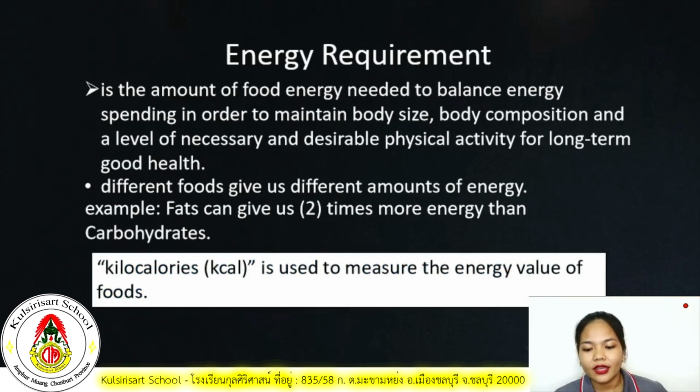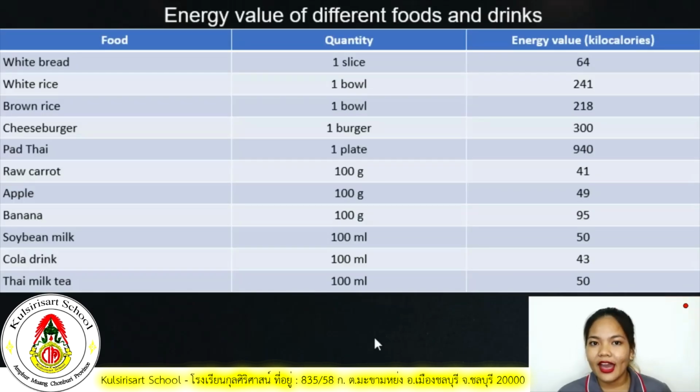Kilocalories, or kcal, is used to measure the energy value of foods. Now we have here the energy value of different foods and drinks. In the first column, we have the food. The second one is the quantity. And the third one has the energy value in kilocalories, okay?